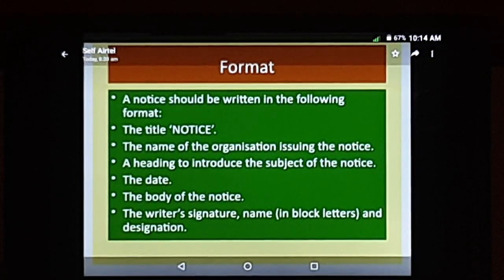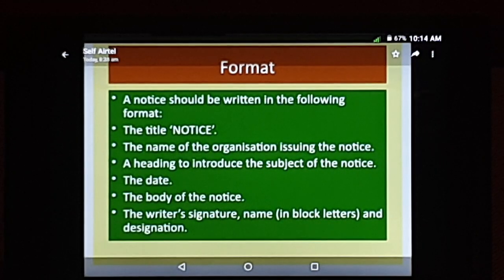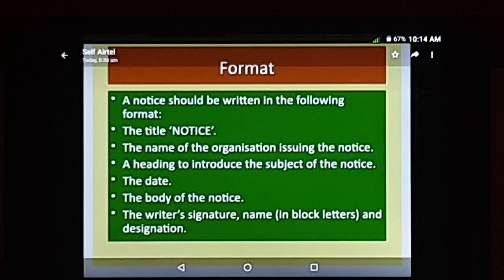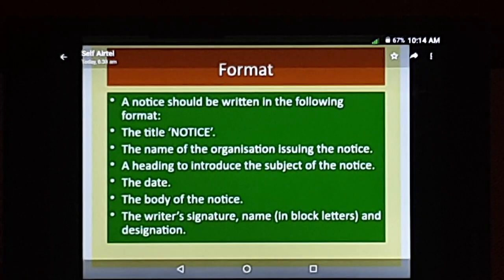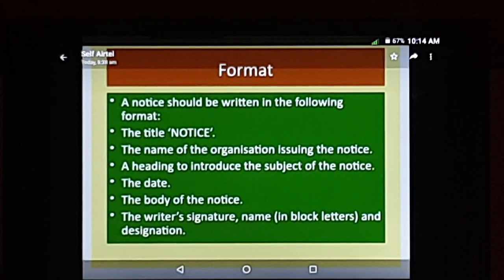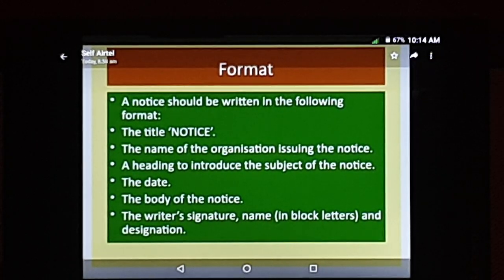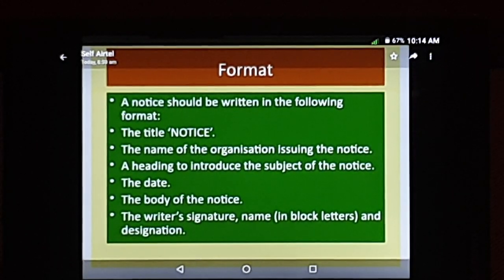Then the date is always there, and the body is the explanation of that subject, the topic, where we give an idea to the reader about what the notice is about, and in the body or content we give the full explanation.